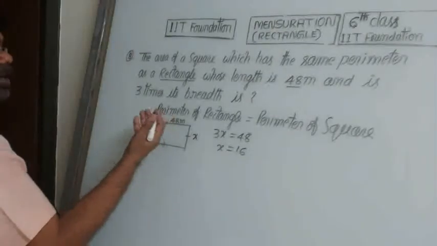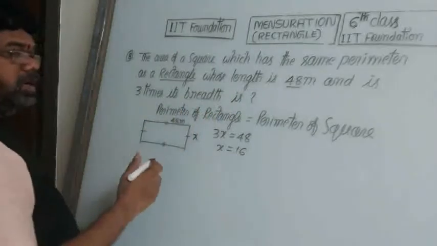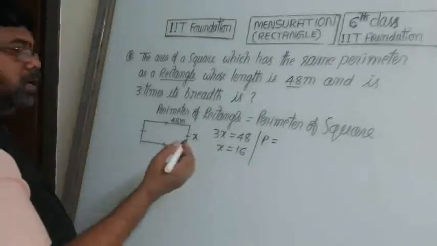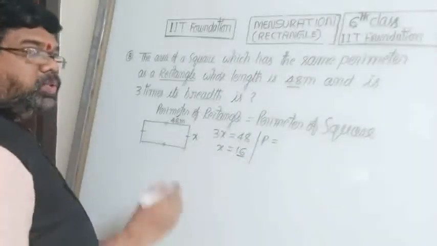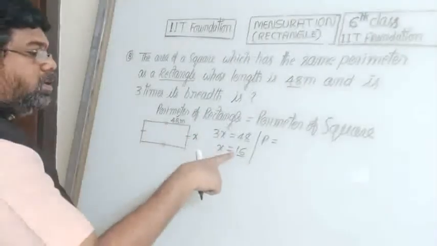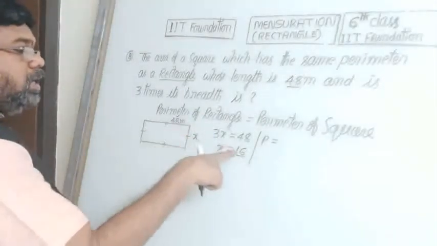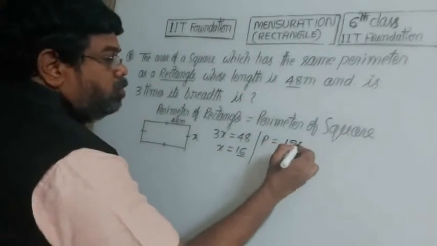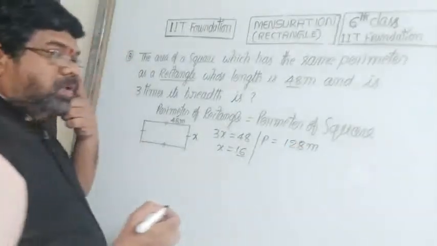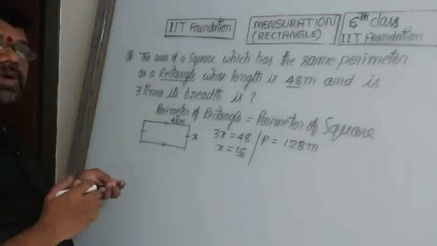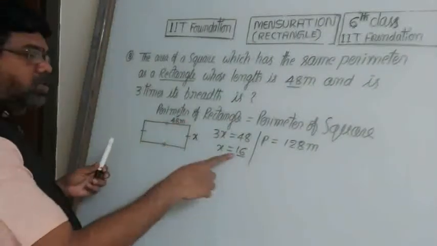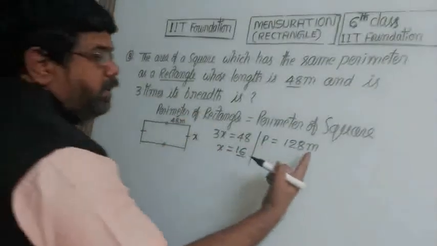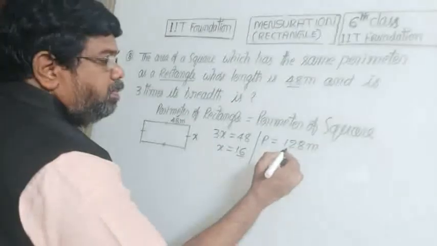So we calculate the perimeter of rectangle, that is equal to perimeter of square. What is the perimeter of rectangle? 2 into L plus B. Whenever you want the perimeter, add L plus B and double it. L plus B is 48 plus 16, 64. 64 into 2 is 128. So whenever you want the perimeter of a rectangle, add length plus breadth and double the value. Very simple. So this is the perimeter of the rectangle, 128 meters.